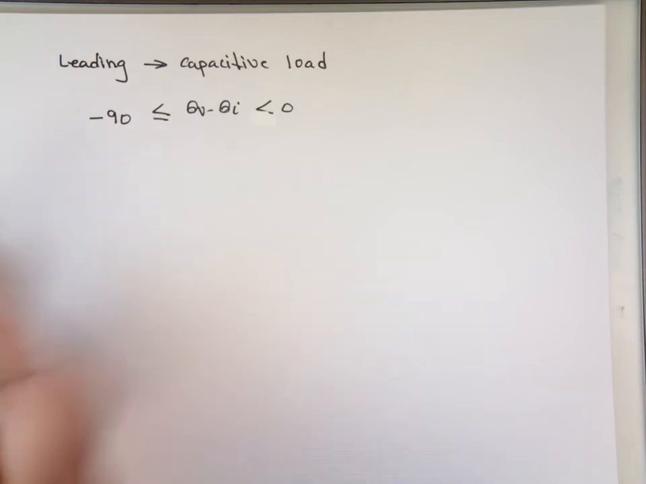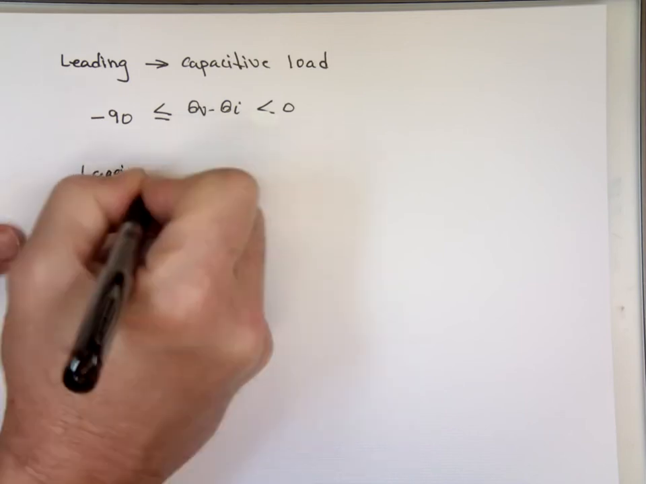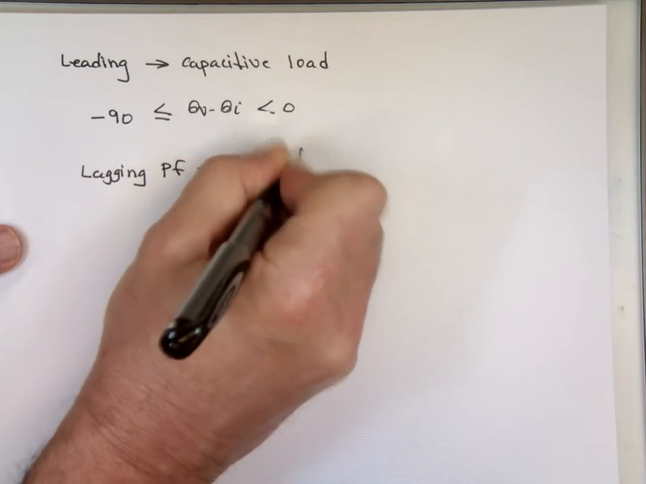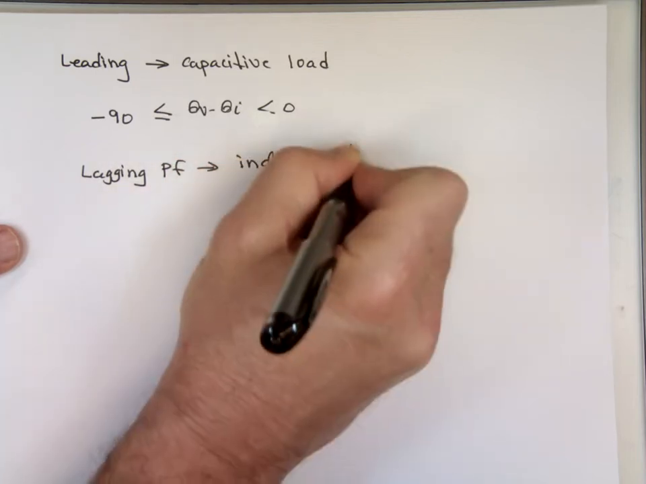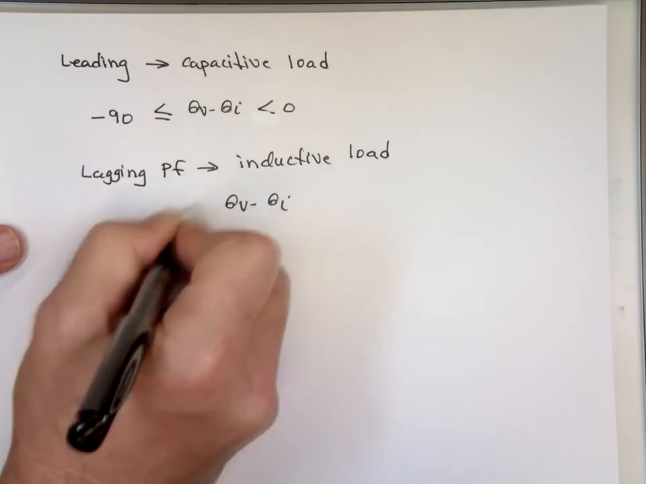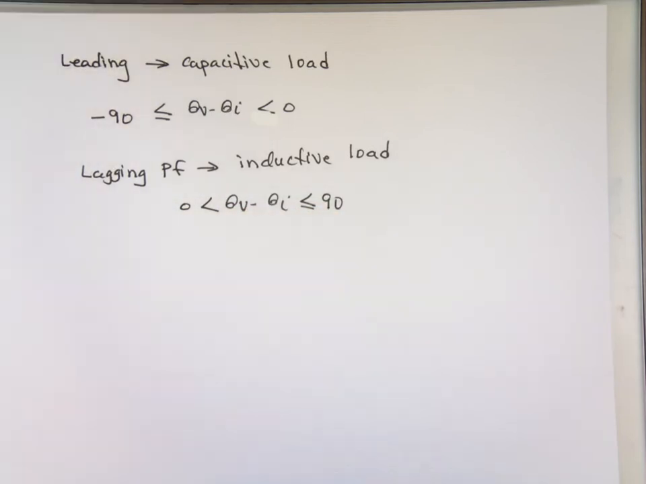For a lagging power factor, that's an inductive load. That means theta V minus theta I has to be bigger than 0, less than or equal to 90 degrees. A positive value. So if you're looking for the current, now you know if the angle is positive or negative. I'll give you an example in 2 seconds.